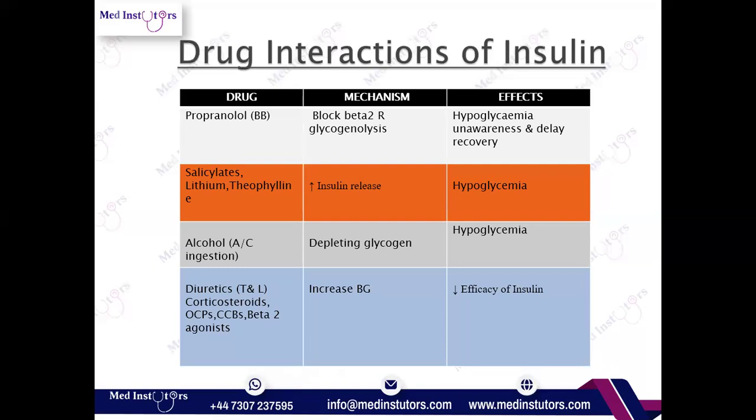Diuretics, thiazides and loop diuretics, corticosteroids, oral contraceptive pills, calcium channel blockers, and beta 2 agonists increase the blood glucose levels. So the efficacy of insulin can be decreased by these drugs: steroids, OCPs, calcium channel blockers, diuretics, etc. These are some of the very common drug interactions that can happen in patients who are taking insulin. Okay, so are you okay with all these side effects and drug interactions of insulin?